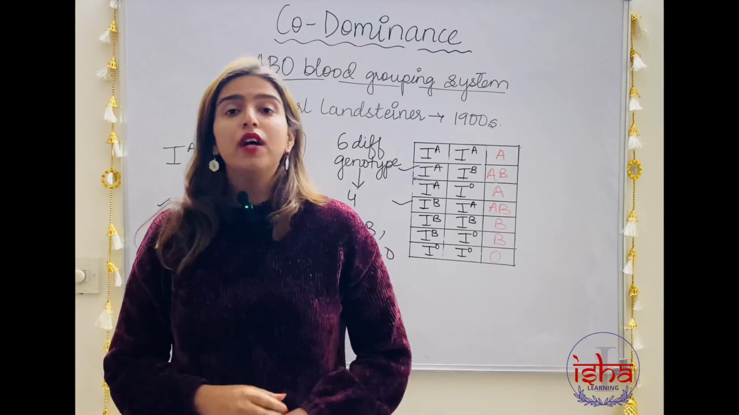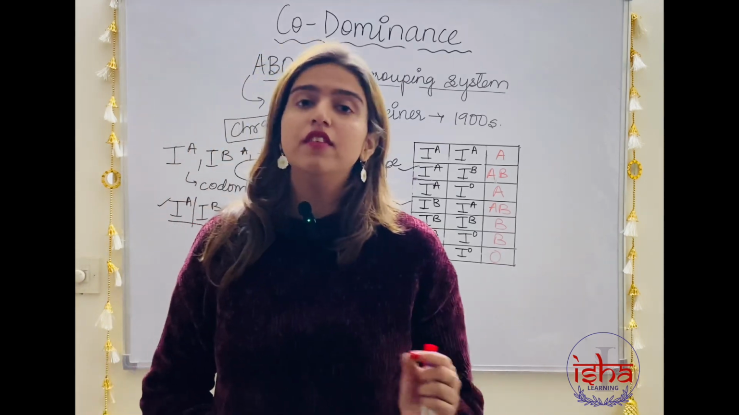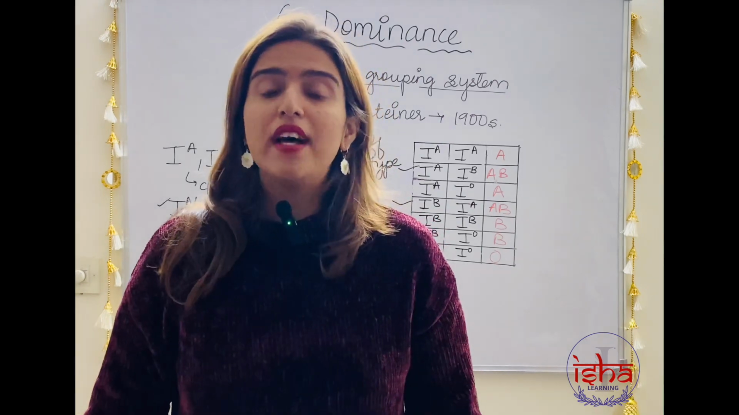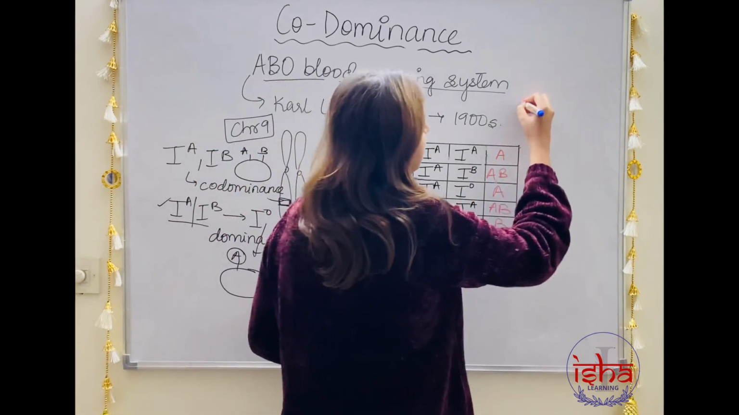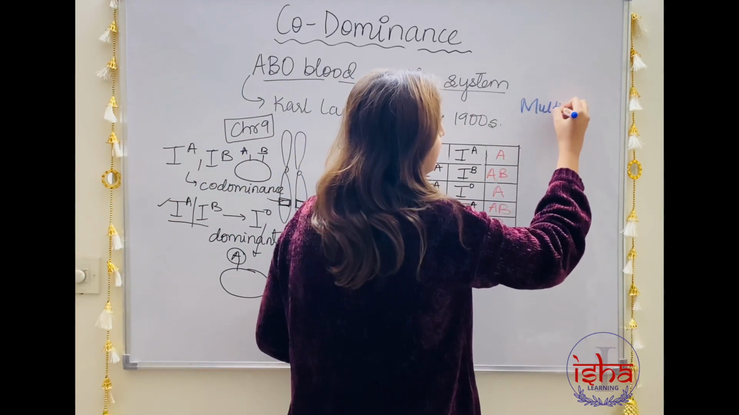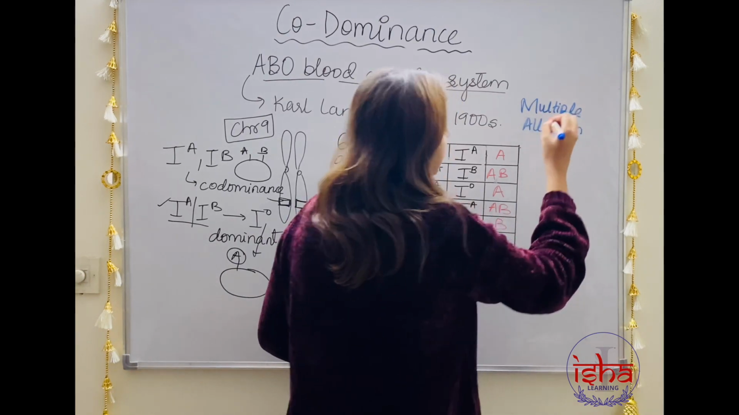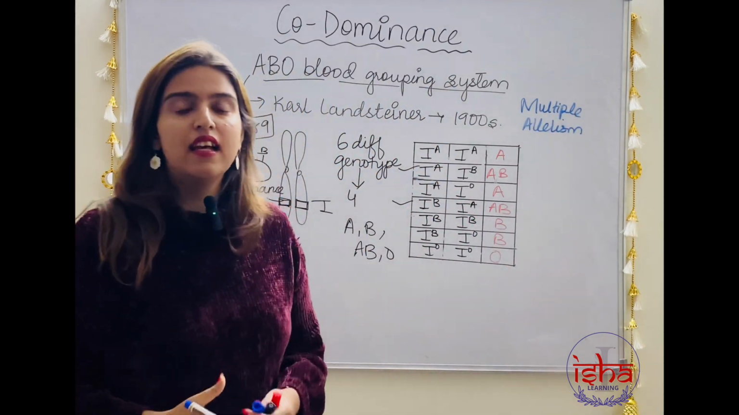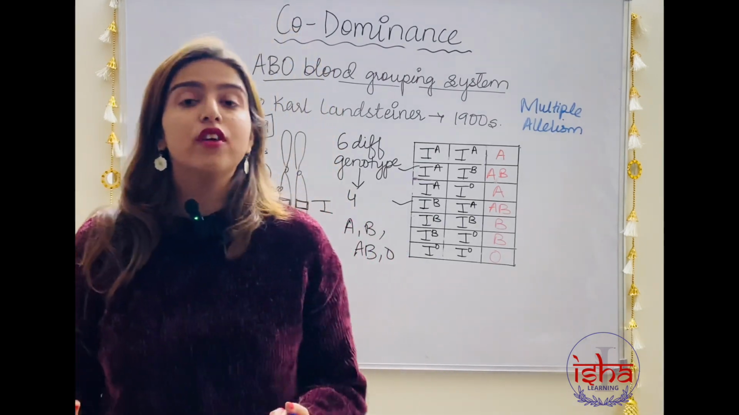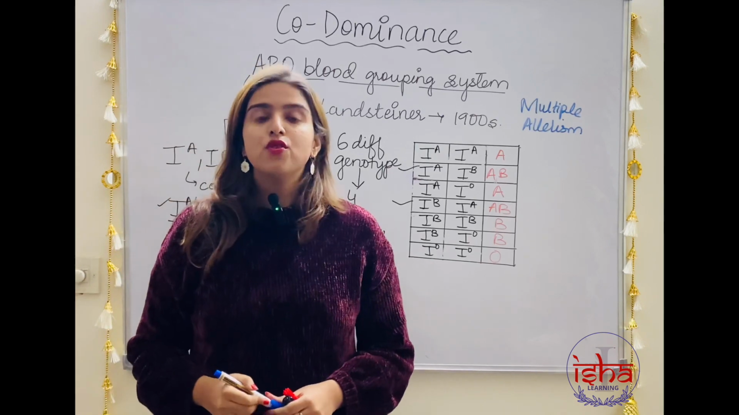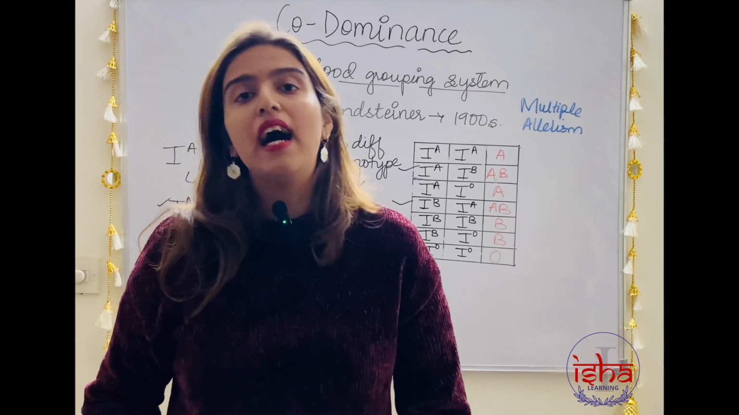This ABO blood grouping system also serves as an important example of another genetics phenomenon. It is known as multiple allelism. What multiple allelism is, is the topic for another video. A brief introduction of this would be that there are different alleles, like the I gene has 3 different alleles that are going to give me different phenomena. So in the next video, we're going to move on to talk about multiple allelism.